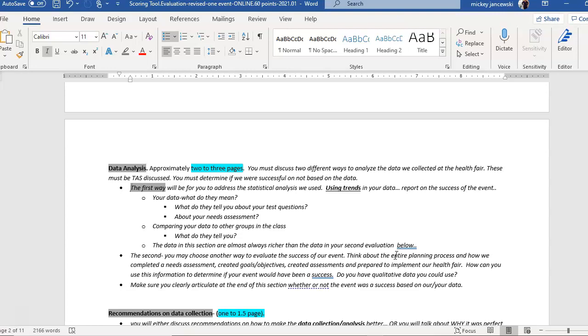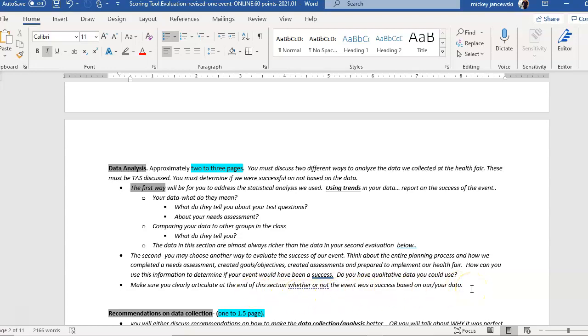Sometimes the quantitative data in this second format, it could still be quantitative, but it's not going to be statistical analysis. Sometimes the first and second way that you evaluate it tell you the same thing. Sometimes they tell you something different. Again, I have no idea because I have not seen your data. And make sure at the very end of this section, you state whether or not this event was a success based on your data. So whatever it is you say, support it with your data.